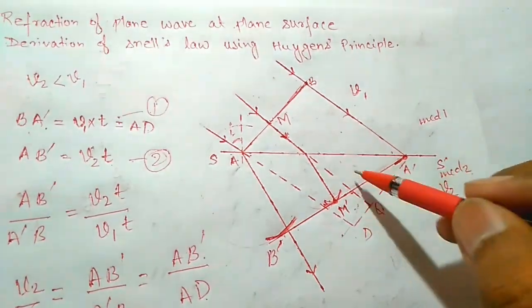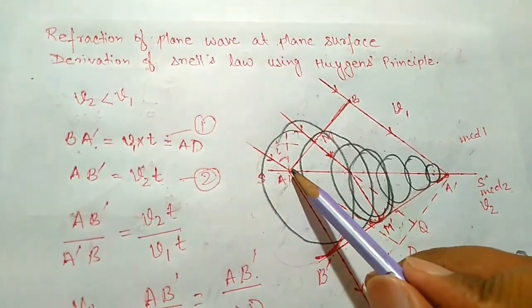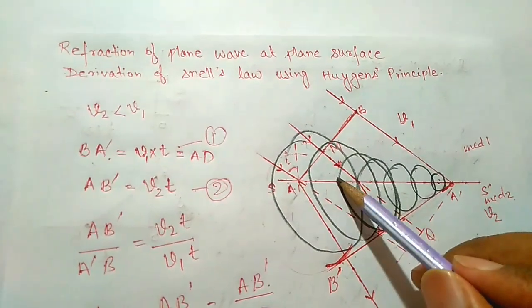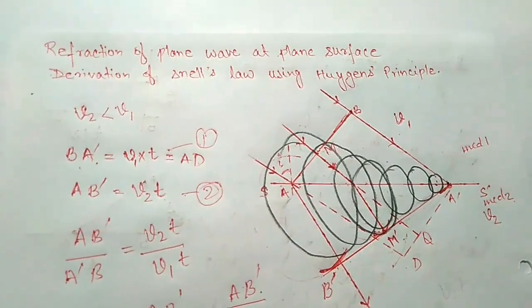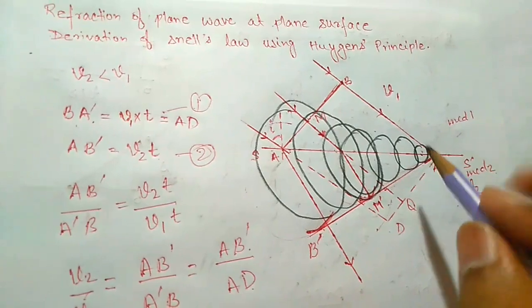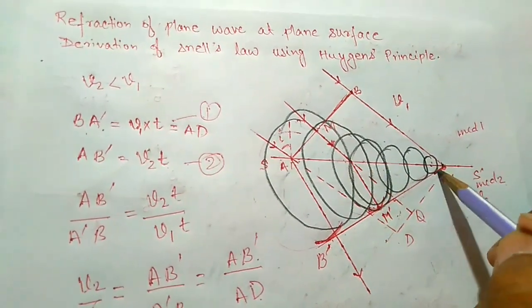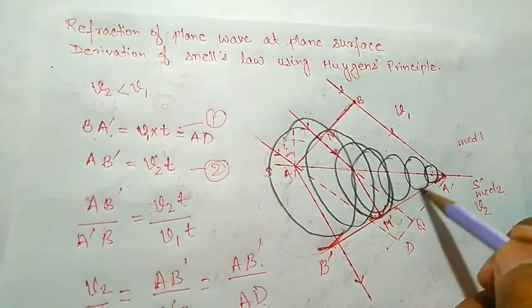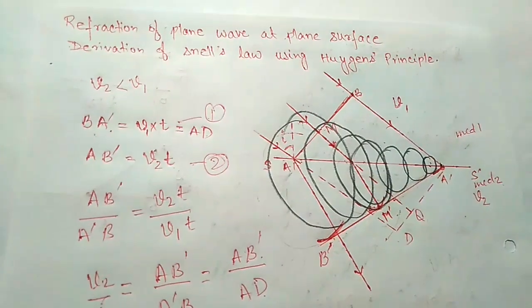So what we will see, this will look like this. This point producing secondary wavelets, this point producing secondary wavelet, and this has just arrived here. So you can see here this is the common tangent for all. So we have to just prove that this is the common tangent. We can say that this will be the common tangent for all, and this is the secondary reflected wavefront. So let's do that.